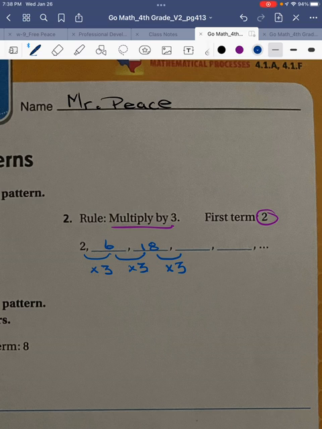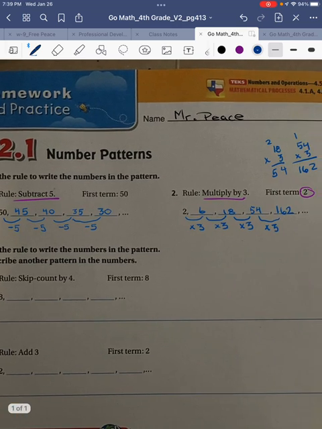Some of us may have to work that out. So 18 times 3, what is that going to give us? Let's go back. Do that up here. 18 times 3 is 54. And 54 times 3 is 162. Those are the two patterns there.